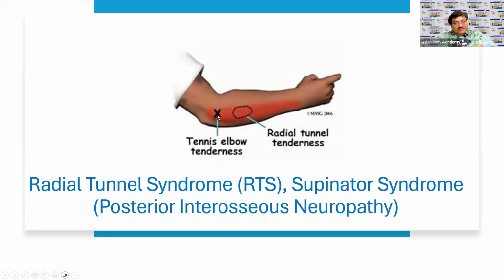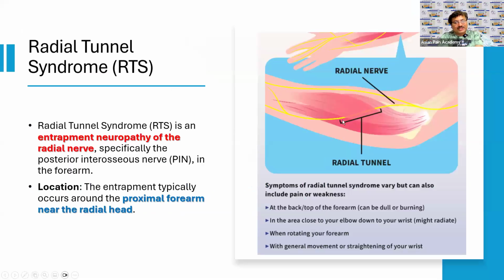So what happens in the lateral part of the elbow is that here we have already seen in between two layers of the supinator, the nerve that goes is the radial nerve. One part goes just above it and one part goes inside it. So what might happen? There could be entrapment neuropathy of the radial nerve, especially the posterior interosseous nerve in the forearm. It is entrapped typically around the proximal forearm near the radial head.